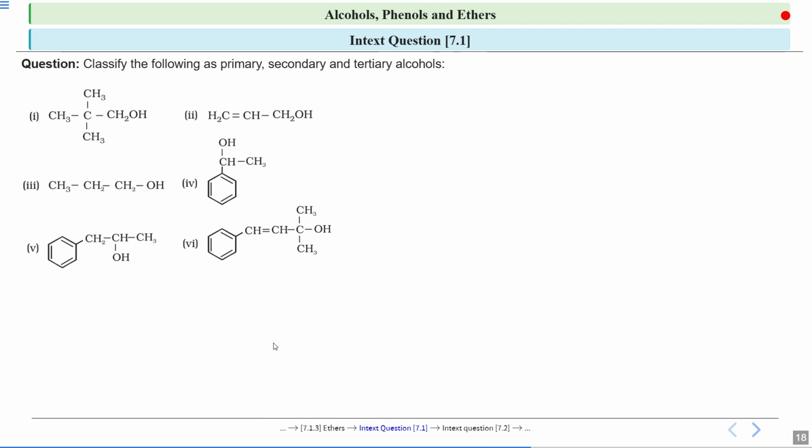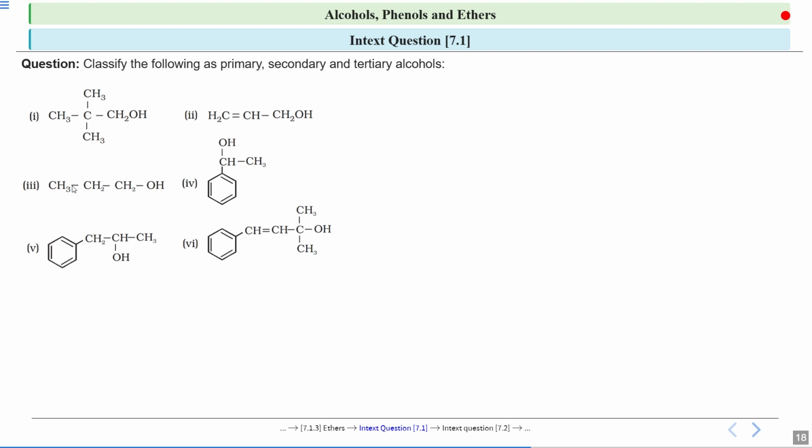Okay, now let's practice an in-text question. In-text question 7.1: classify the following as primary, secondary and tertiary alcohols. We have been given 6 molecule structures. You have to classify whether they are primary, secondary or tertiary alcohols. The first one is C, CH3, CH3, CH3, CH2OH. The second one is CH2 double bond CH, single bond CH2OH.